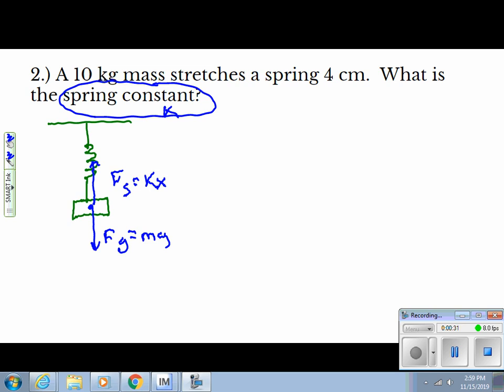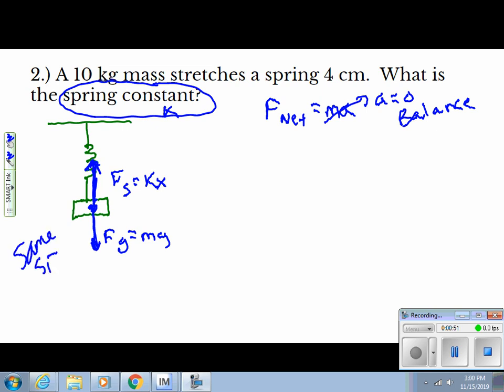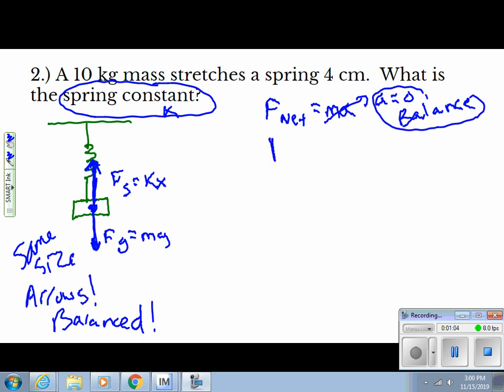All right, so how do we start off? We draw a free body diagram. Now we say F net equals ma. A equals 0 because it's balanced. The sizes of the arrows are the same. Same size arrows or vectors. So balanced. That means A is 0. So now I can say F net equals 0.